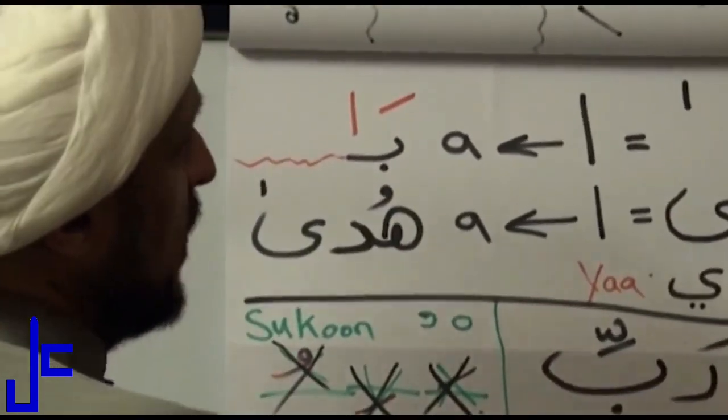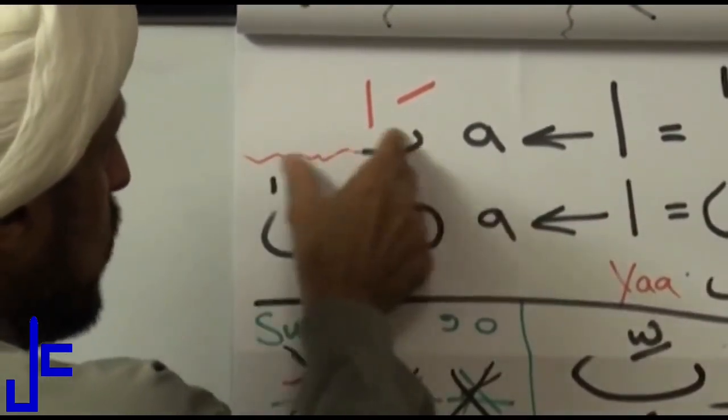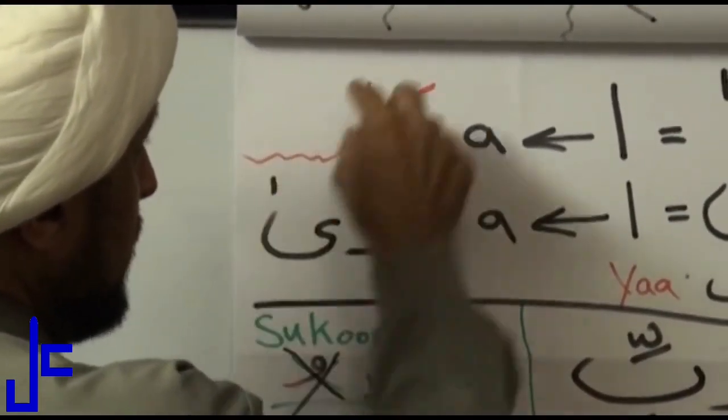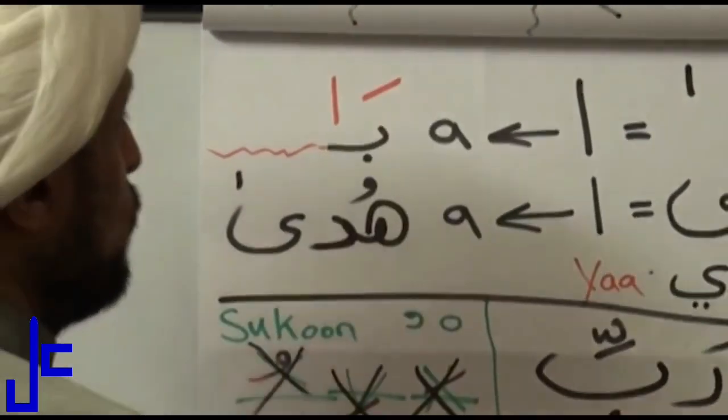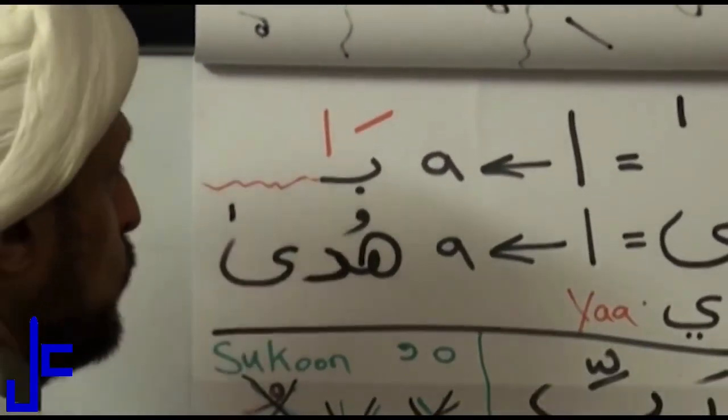That's because alif does not connect from the left hand side. Sometimes the word is all connected together, so they write a tiny alif at the top. It's a regular alif. You don't have to worry about that.